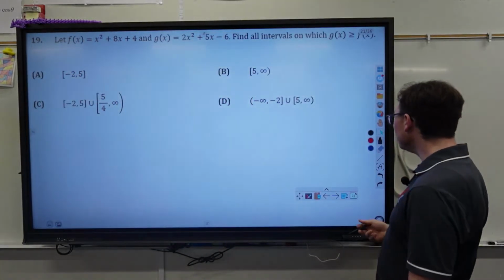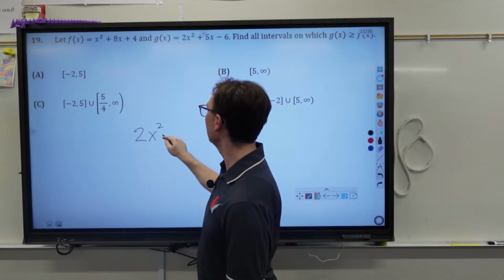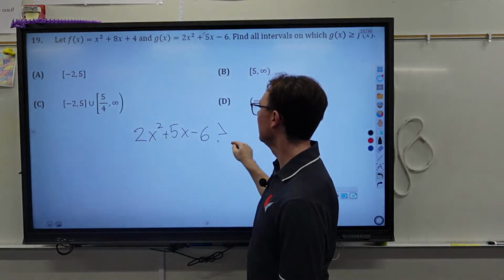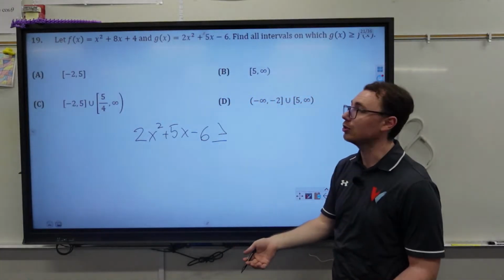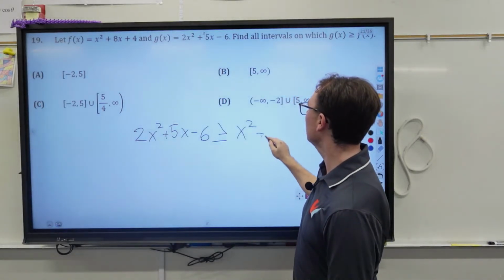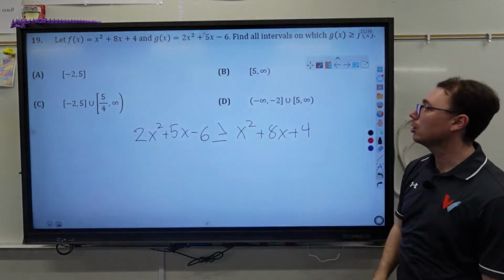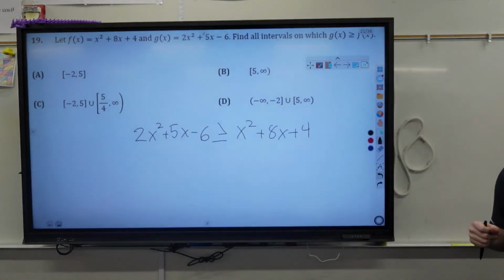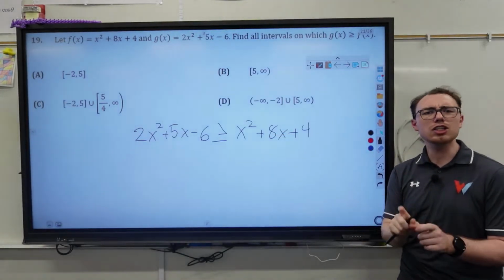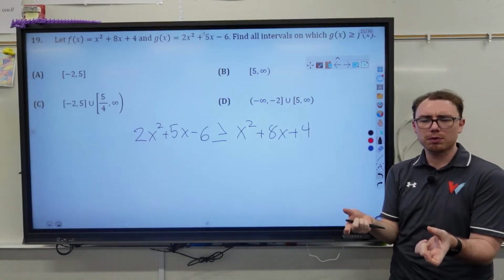So all we really want to do is say 2x squared plus 5x minus 6 is greater than or equal to our f of x, x squared plus 8x plus 4. Now we could just solve this right off the bat and make an attempt to find these here. However, let's factor them pretty quickly and then look at the factored versions of these problems.